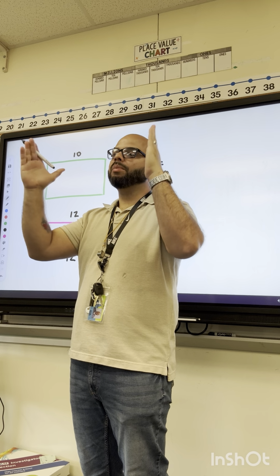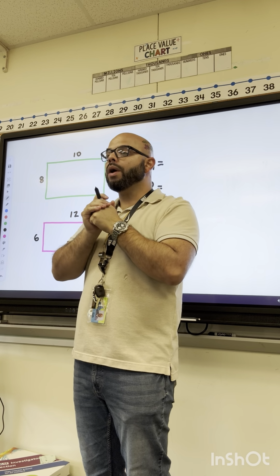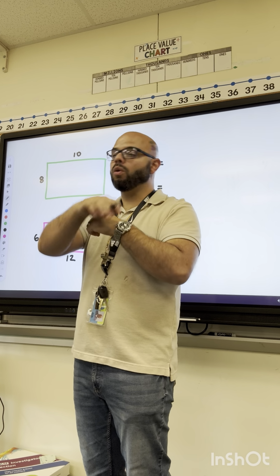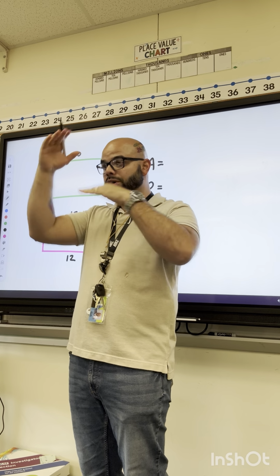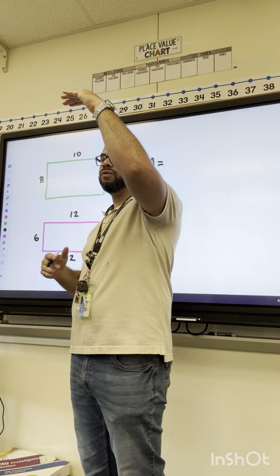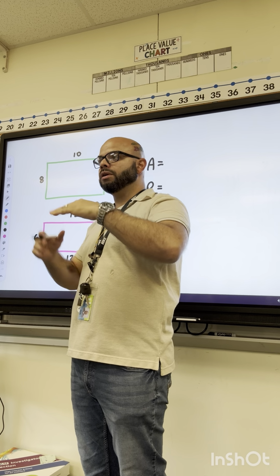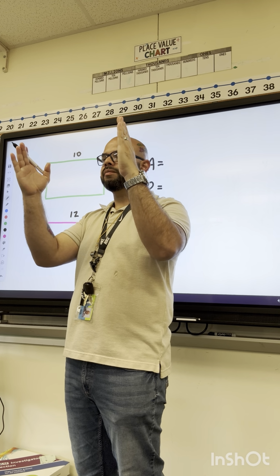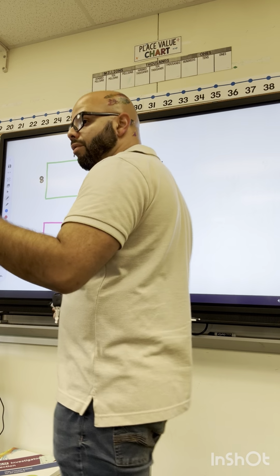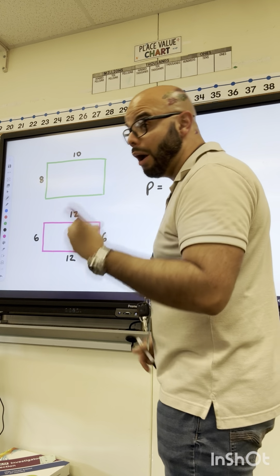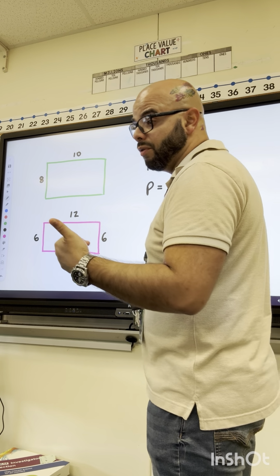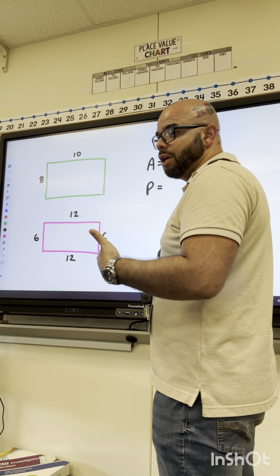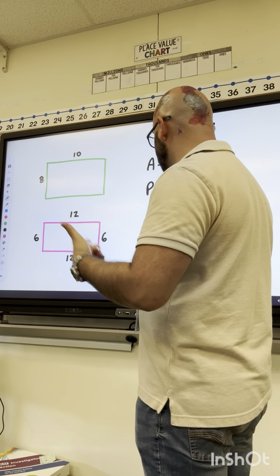A square is different. A square has equal sides all around, right? Because all the sides are equal. So if the top is 4, the bottom is 4, the side has to be 4, and the other side has to be 4. Okay? Those are characteristics of a rectangle and square that are gonna help you with finding the area and perimeter of shapes.